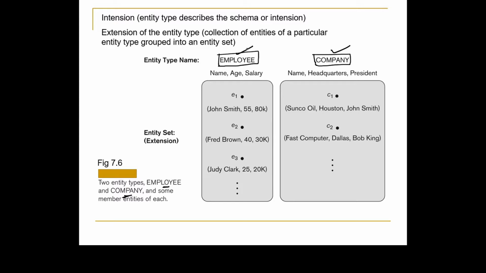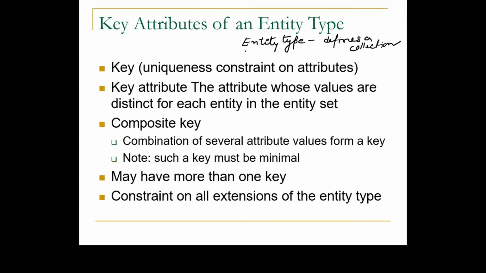This is entity type. Entity type we understood, and after entity type we have key attributes of an entity type. So what is a key attribute? An important constraint on the entities of an entity type is the key or uniqueness constraint. The attribute whose values are distinct for each entity in the entity set is called key attribute. Key means uniqueness constraint on attributes. I have mentioned this earlier also, just a recap.